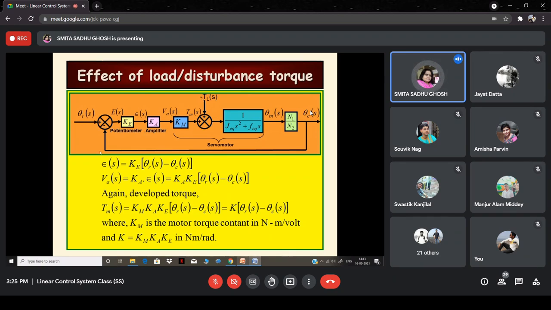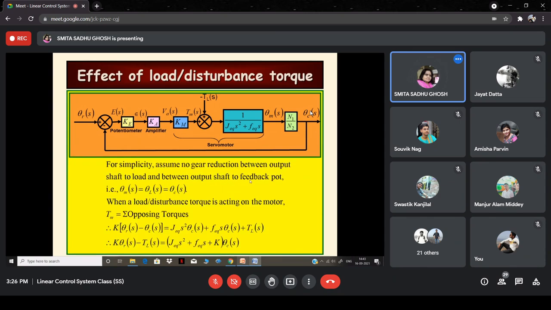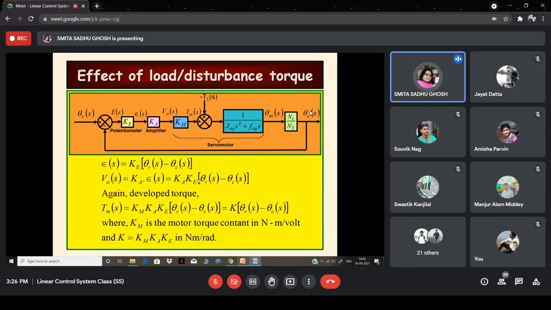So now coming back to the model, we had the potentiometric error detector model over here. It's the same as what we had earlier: epsilon s is equal to Ke into theta rs minus theta cs. And we have the amplifier model as VAs is equal to Ka into epsilon s. Now, instead of epsilon s, we put in Ke into theta rs minus theta cs. So VAs is equal to Ka into Ke into theta rs minus theta cs.